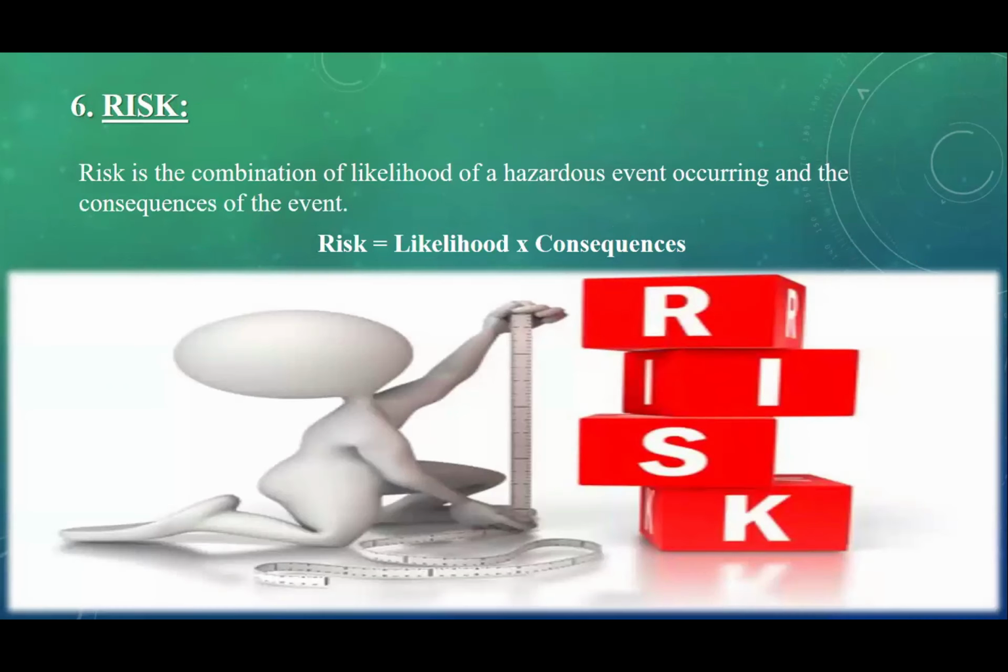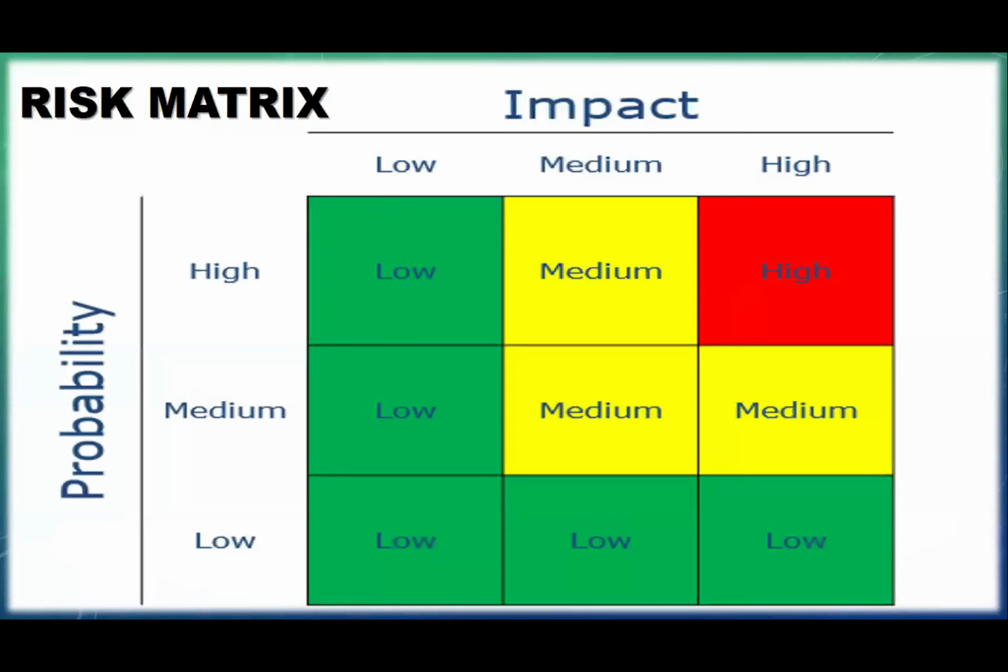And the last term is risk. That is the combination of the likelihood of a hazardous event occurring and the consequence of the event. So this combined likelihood and consequence makes up risk. Here is a risk matrix. You can see the impact and the probability. From here we can measure the risk.